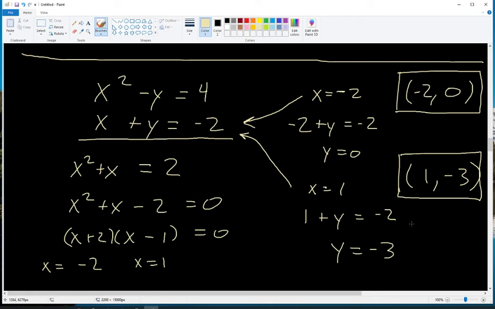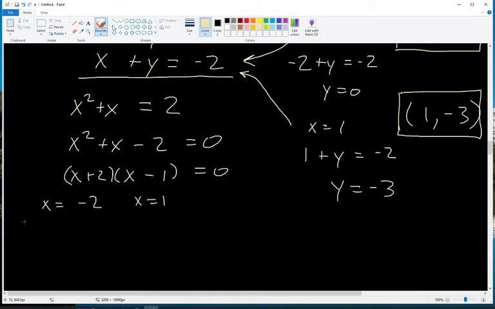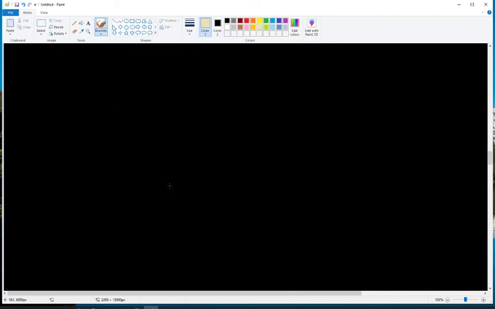And so once you get your x values, whichever x value you're using, you keep the y value that x value generates. So y equals 0 has to stay paired with the x it came from, which was negative 2. And y equals negative 3 has to stay paired with x equals 1. You can't do x is negative 2 and then use the y negative 3. That doesn't work.